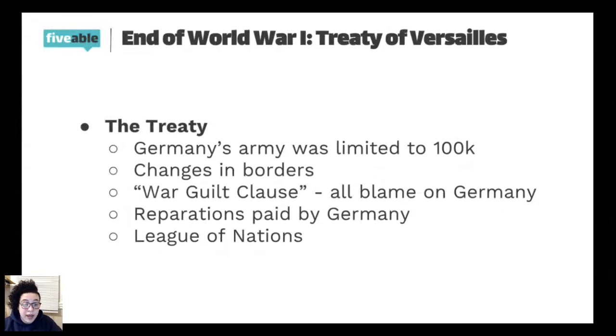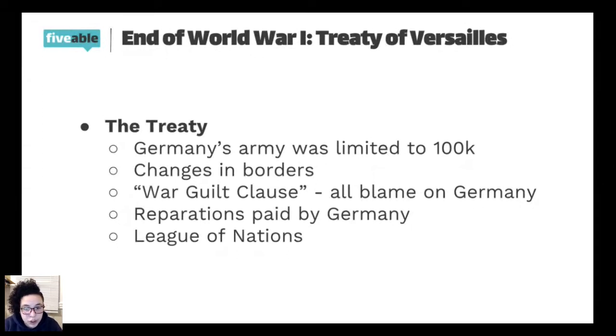They also have to pay reparations. They have to pay a lot of money to the Allies, and they don't have that kind of money, so they end up having to borrow a lot of it. And then finally, the League of Nations is formed in order to keep the peace. We've got to have a better way of mediating. We can't just go to war every time we fight.